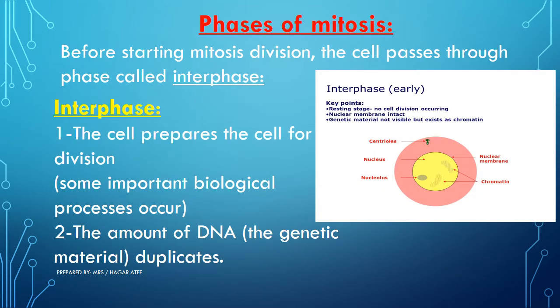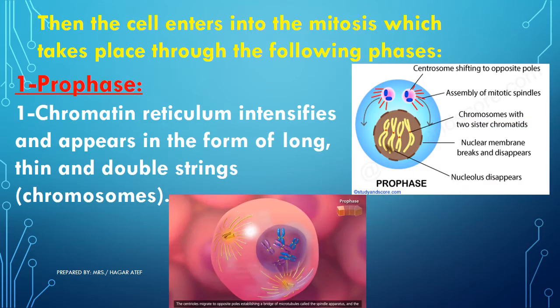Phases of mitosis. Before starting mitosis, the cell passes through a phase called the interphase. In interphase, the cell prepares for division and some important biological processes occur. The amount of DNA, the genetic material, duplicates. Then the cell enters into mitosis, which takes place through the following phases.